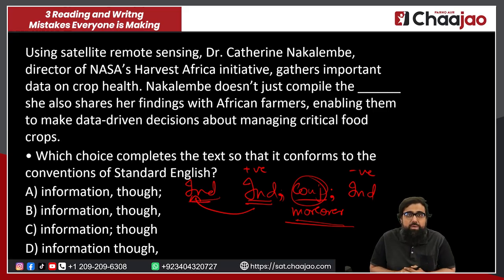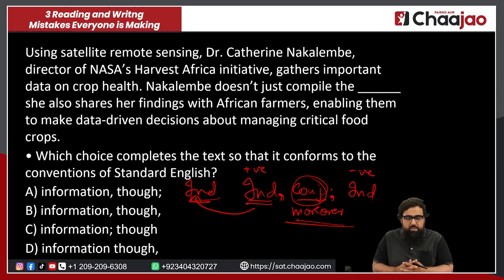Now let's read the question and then move on. It says, using satellite remote sensing, Dr. E3, director of NASA's Harvest Africa initiative, gathers important data on crop health. E3 doesn't just compile the blank, she also shares her findings with the African farmers, enabling them to make data-driven decisions about managing critical food crops.